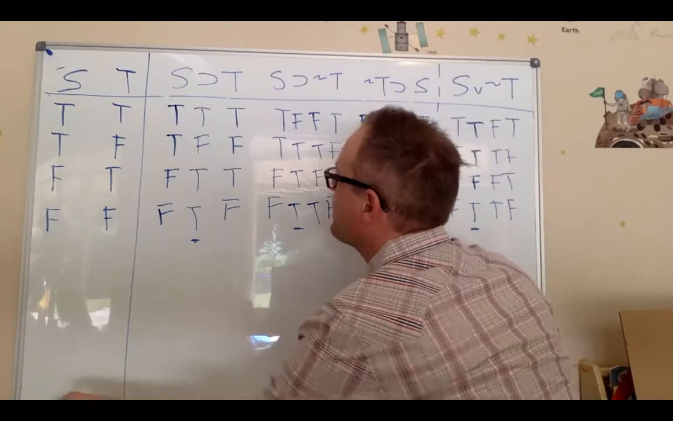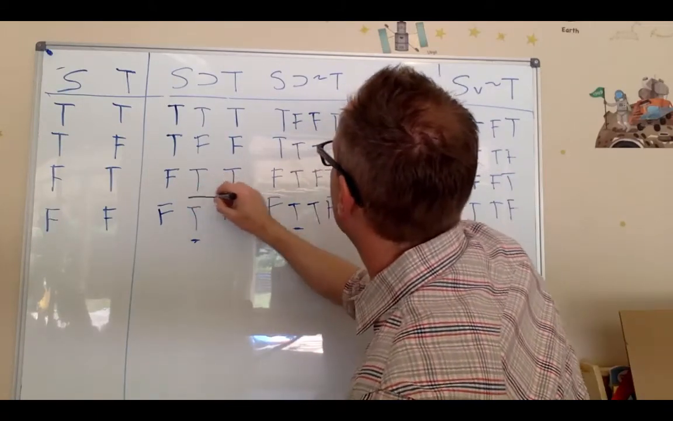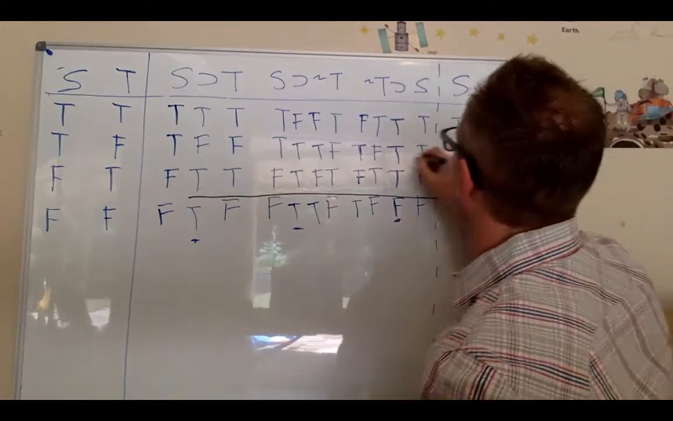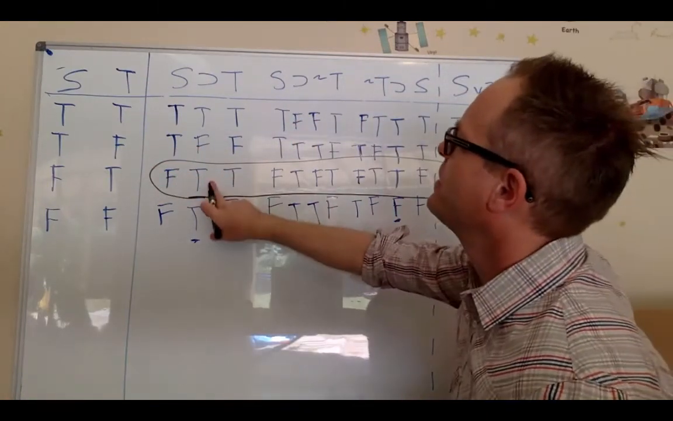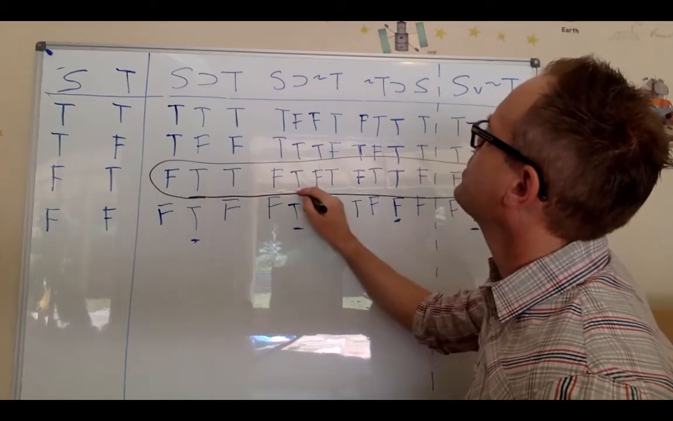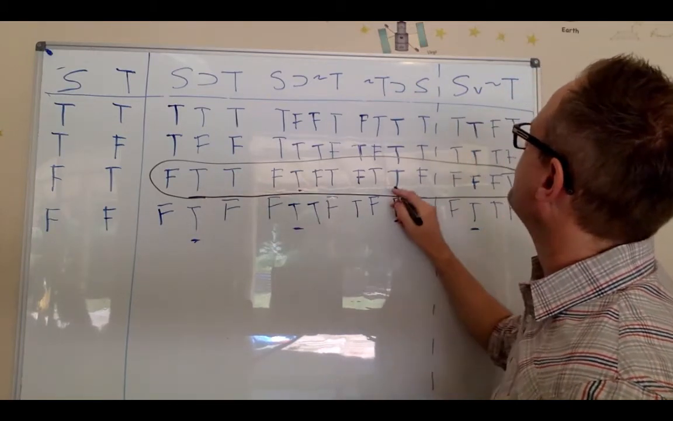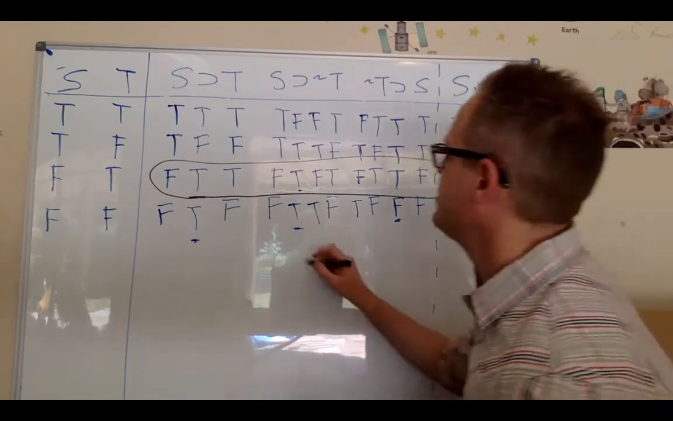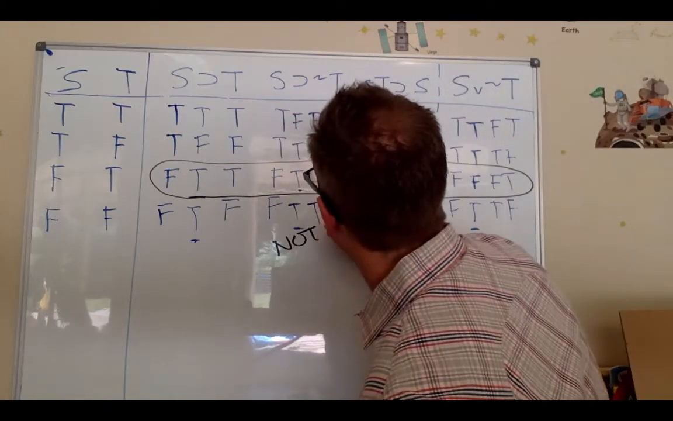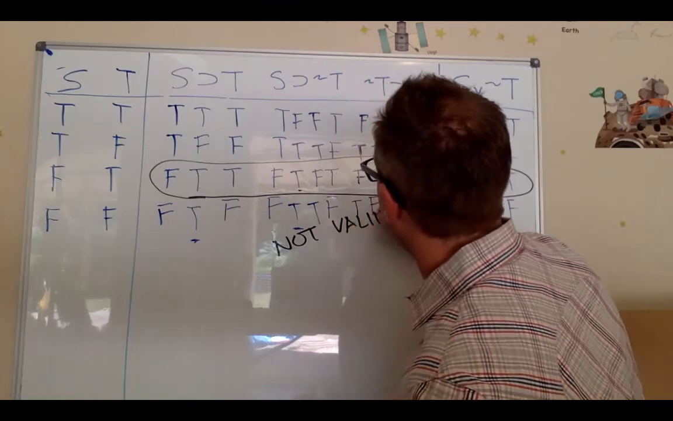So let me show you right here. This is our problematic case, right? This is the case where this premise is true, this premise is true, this premise is true, and yet the conclusion is false. So this argument is not valid. You can put invalid if you want.